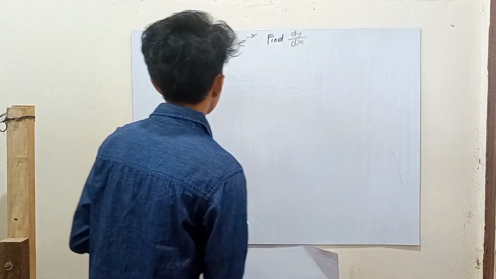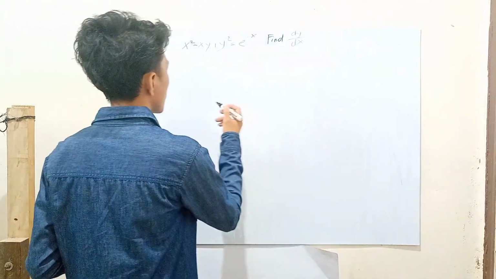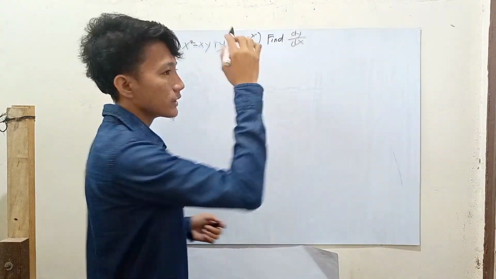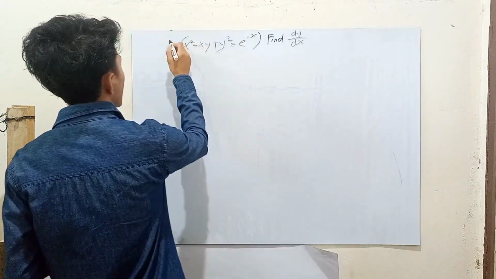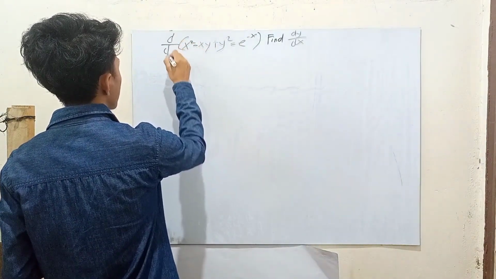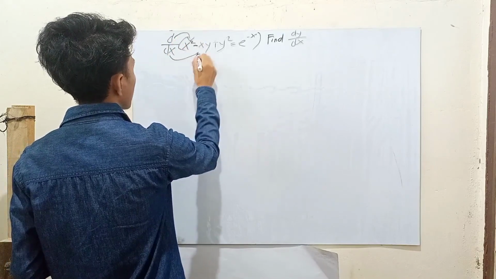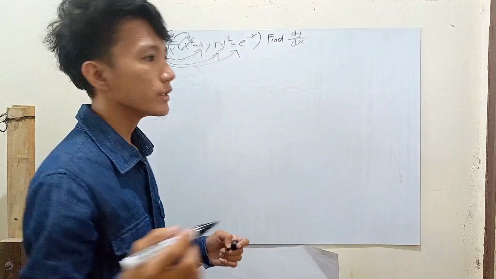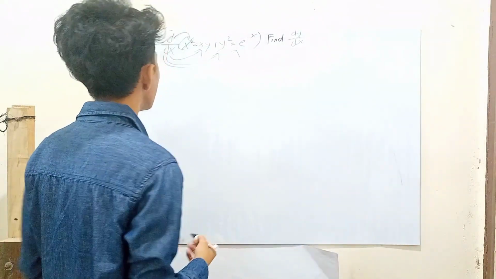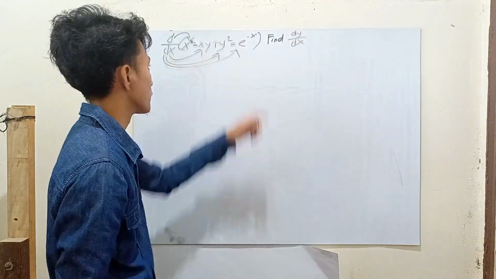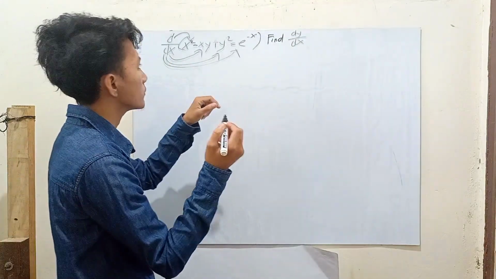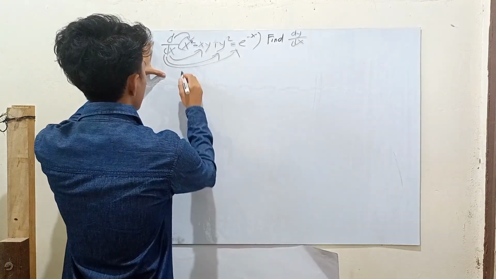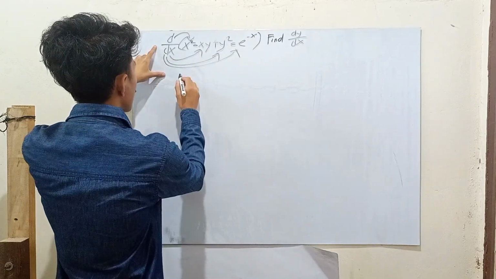Find dy/dx. The first thing we need to do is to apply a rule, which is the sum and difference rule. We need to distribute the d over dx to each term. After we distribute the d over dx, we need to get the derivatives of each term. To get the derivative of x squared, we need to use the power rule. The derivative of x squared is 2x.